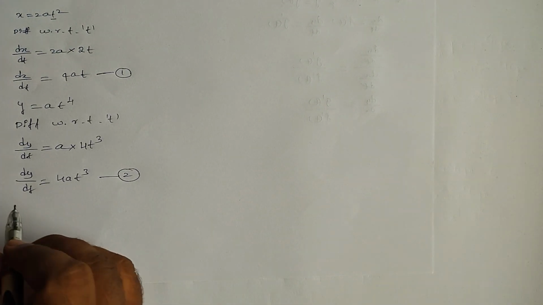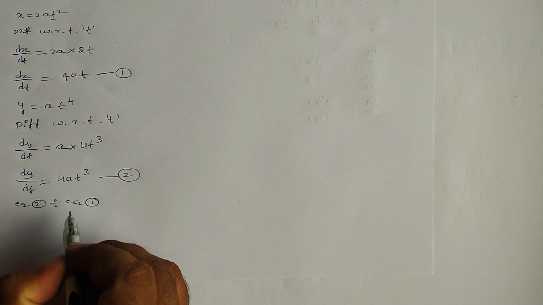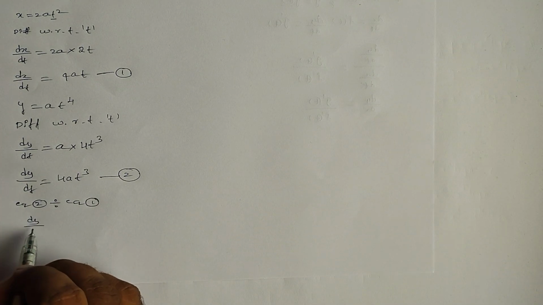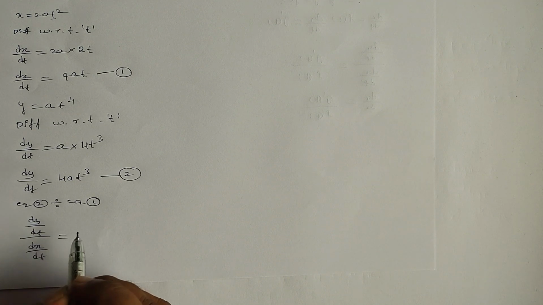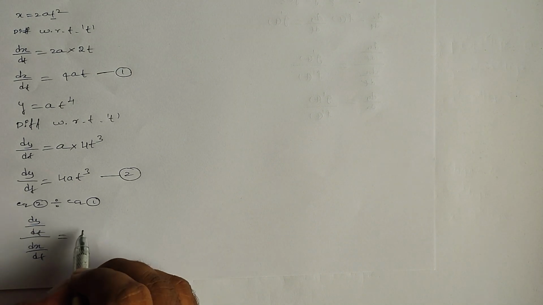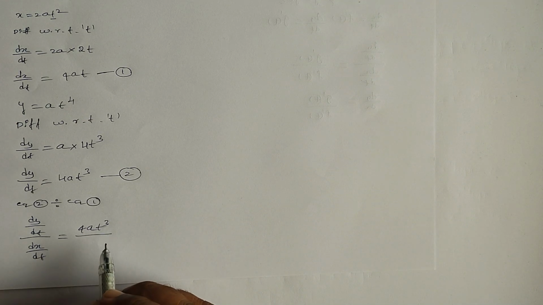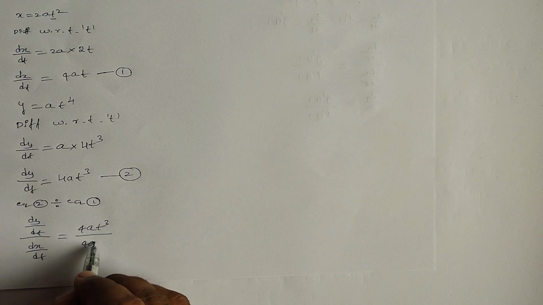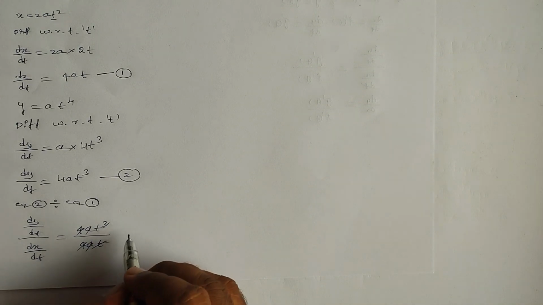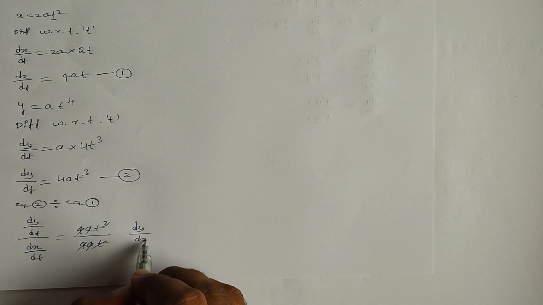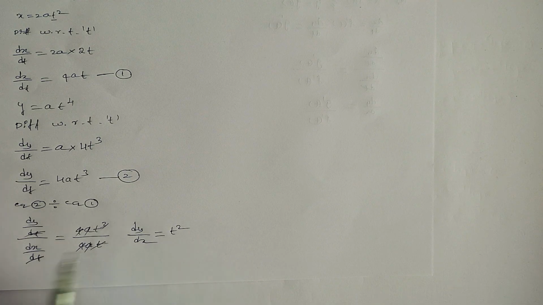Equation number 2 divided by equation number 1. So that becomes dy by dt and dx by dt equal to, what is dy by dt? That becomes 4at cube divided by 4at. Now a gets cancelled, 4 gets cancelled, one t cancels, that becomes dy by dx. Here dt cancels, dy by dx is equal to t square.